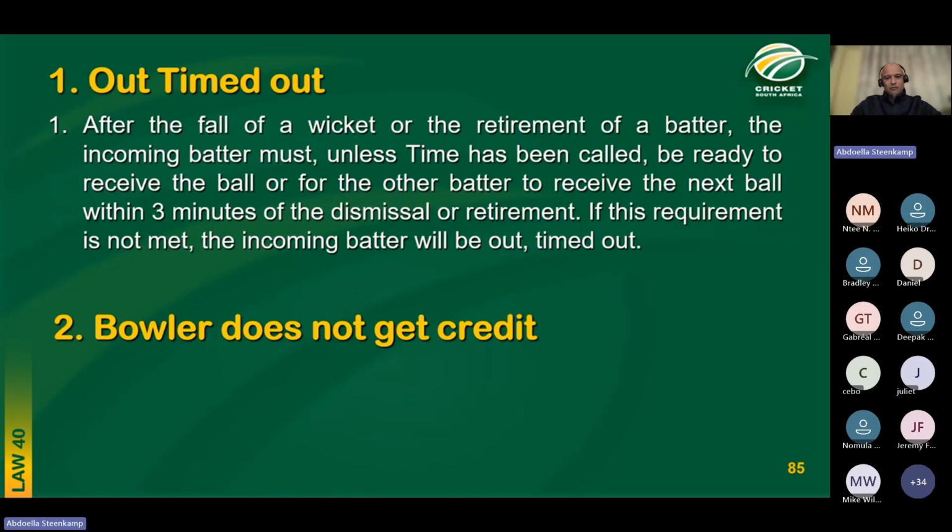So after the fall of the wicket, or if a batter retires, the law wants the incoming batter, unless you've called time, to be ready to receive the ball, or the other batter needs to be ready to receive the ball, within 3 minutes of the dismissal or the retirement. Again, this is according to law. They need to be ready to receive the ball within 3 minutes. And if this requirement is not met and there is an appeal, the incoming batter is to be given out, timed out.